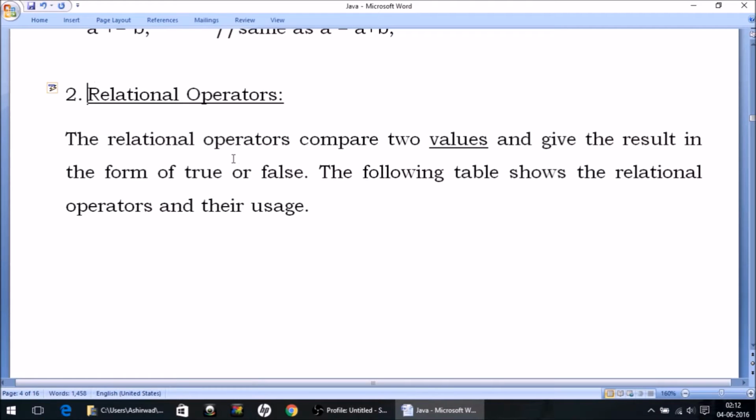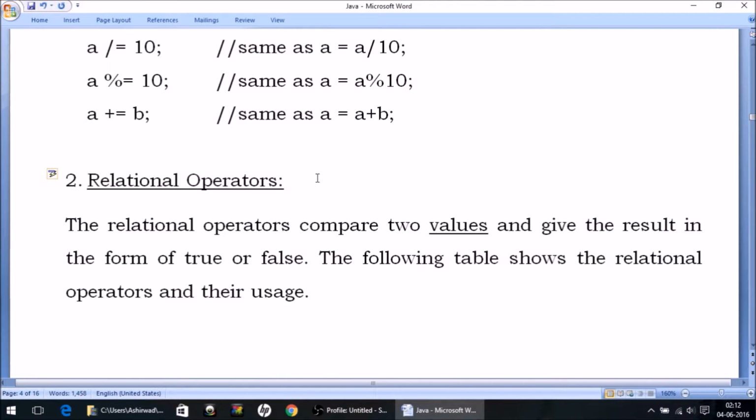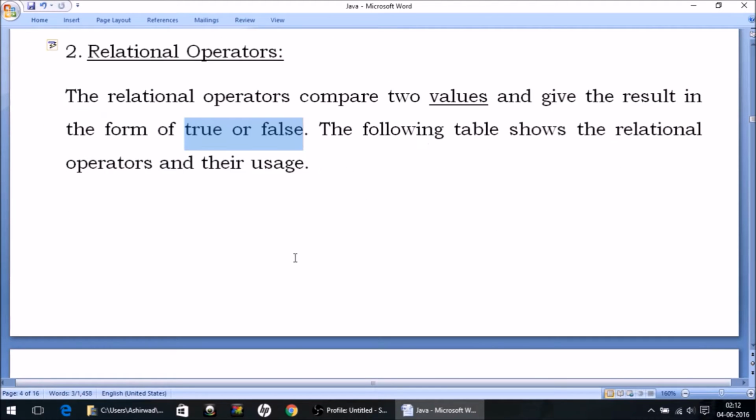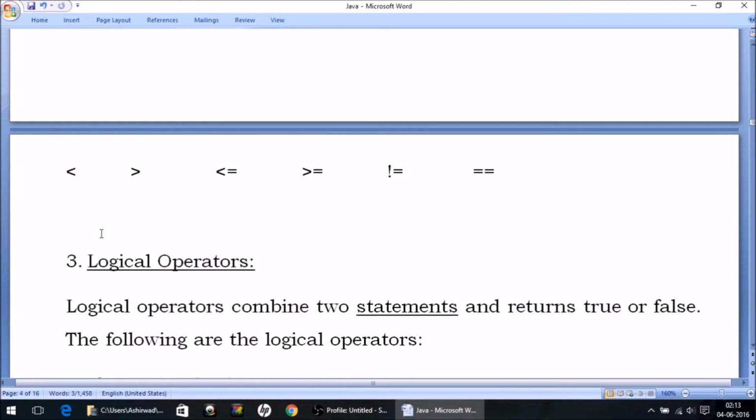So that was the explanation of arithmetic operators. The second category of operators we have is called relational operators. Now what do they do? Relational operators compare two values. Remember that they compare two values and they give the result in the form of either true or false. Okay, so how to understand this?